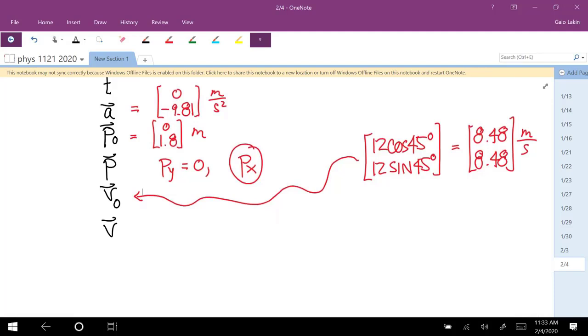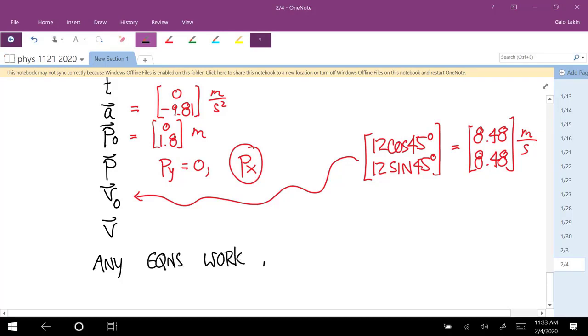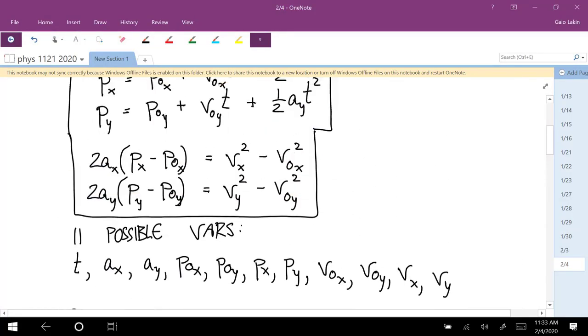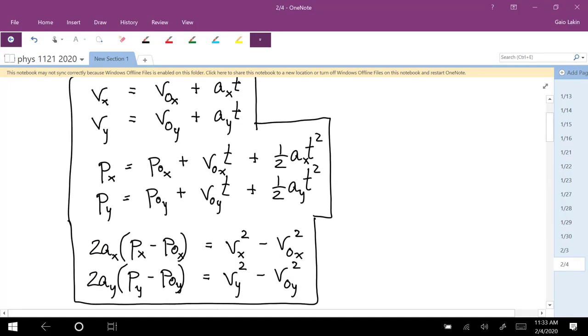So what equations work out of those? Are there any equations that are going to let us calculate px? Well, we're looking for px. We know that these don't work because there's no px in it. You can't solve for something that's not there. And we know the two y equations don't work because you can't solve for an x thing with a y equation. So the only two candidates we have left are these two x equations. We don't know t, so this one isn't going to work. And we don't know vx. That's right. And so nothing works.